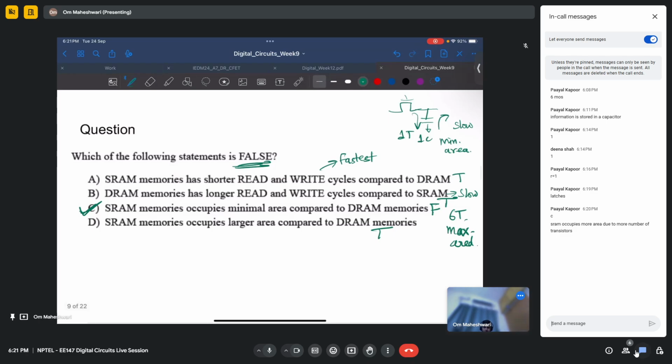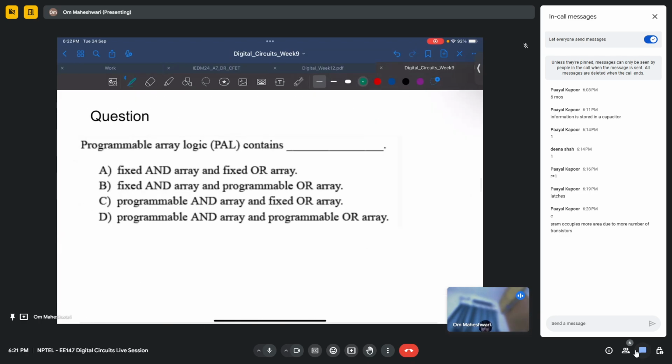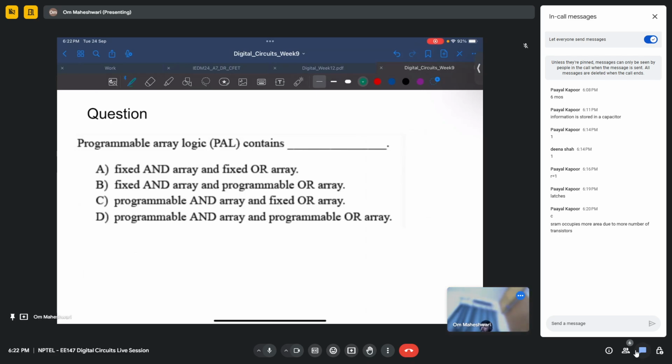Okay. Next one. Programmable array logic contains: programmable AND array and fixed OR array; fixed AND array and programmable OR array; fixed AND array and fixed OR array; programmable AND array and programmable OR array. Right. So in this question also C is correct.